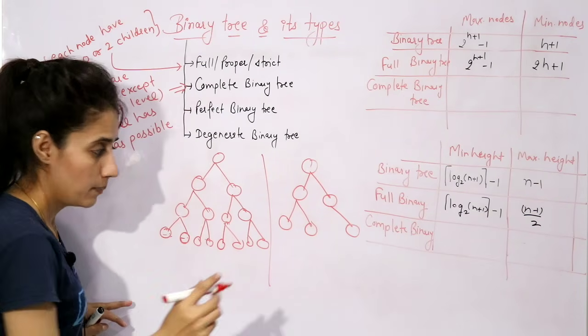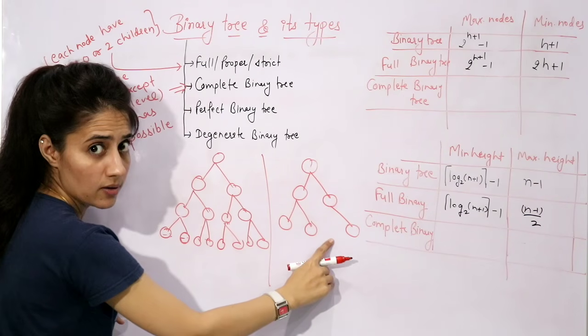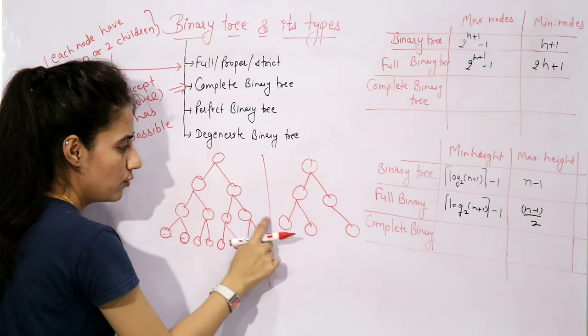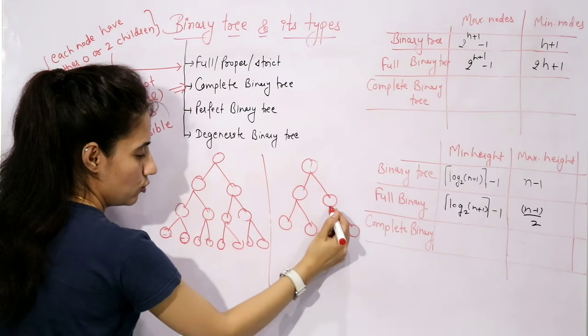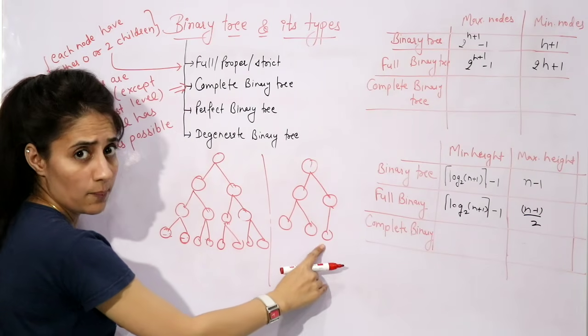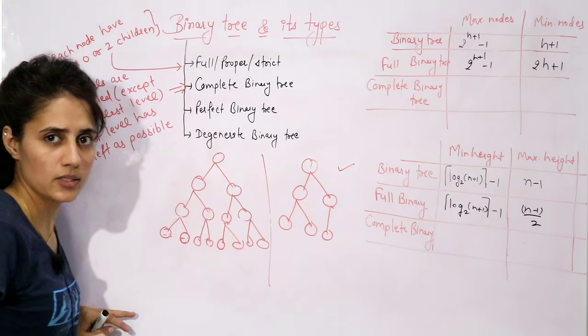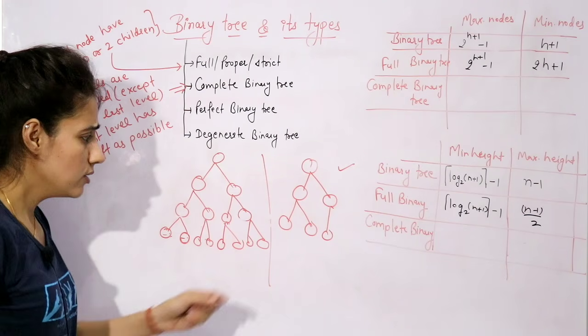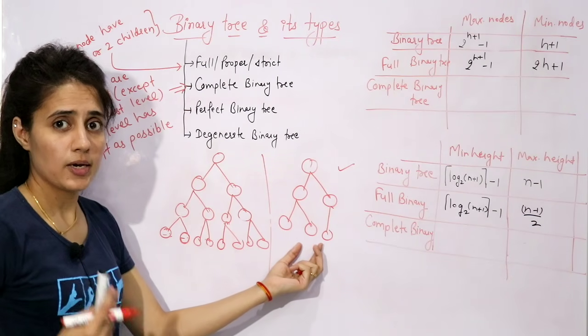No, this is not, because now this is the last level, right? So at the last level you can fill the node from left only. So here you should fill the left child, you cannot fill first of all the right child. Is this the complete binary tree? Yes, this is a complete binary tree, right? Somewhere it is also written as nearly complete binary tree.